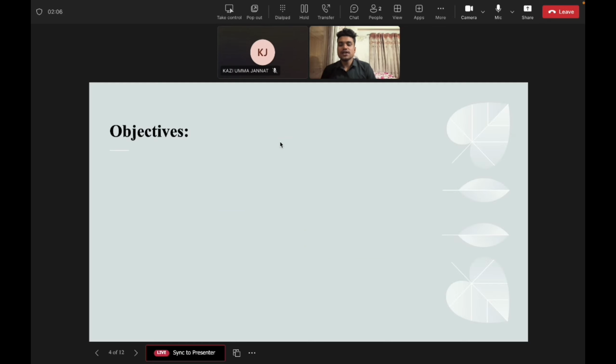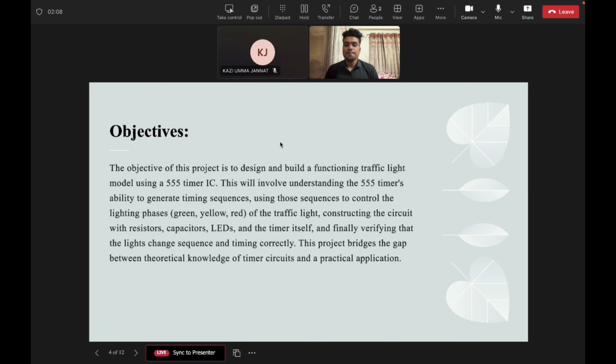Now I am talking about objectives. The objective of this project is to design and build a traffic light model that switches between green, yellow and red lights with the correct timing.